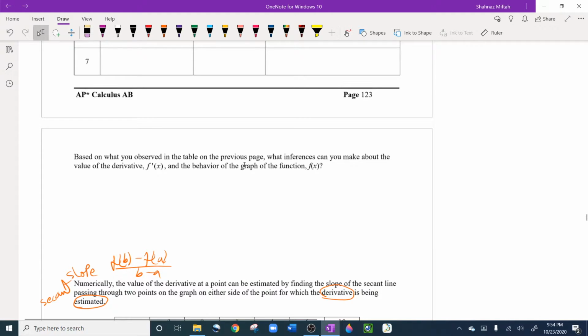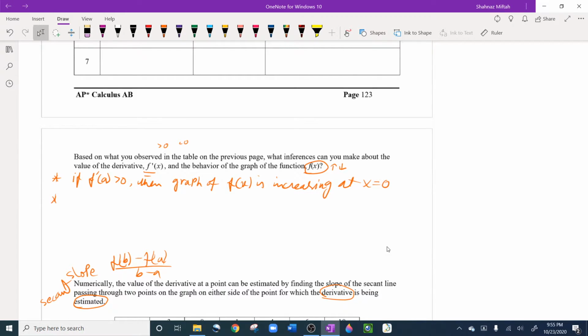Based on what you observed in the table on the previous page, what inferences can you make about the value of derivative f prime of x and the behavior of the graph of the function f of x? Remember always, f of x function always deals with increase and decrease words. F prime, you can say greater than 0 or less than 0. So let me write it down. For my first one, if f prime a is greater than 0, then the graph of f of x is increasing at x equal a.